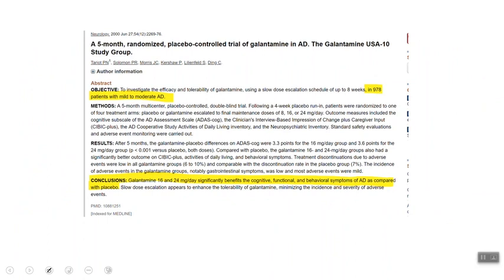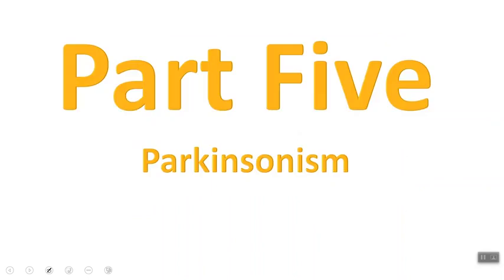How much should you take? I don't know how much you should take. That's why you need to come in and we can sit down, we can figure this stuff out. It's a functional medicine approach. It's a custom tailored plan. So galantamine here, it says 6 to 24 milligrams a day. Significant benefits with cognition, function, and behavioral symptoms of Alzheimer's disease as compared with placebo. And this is a big study. This is 978 patients. Okay, that's the end of part 4.